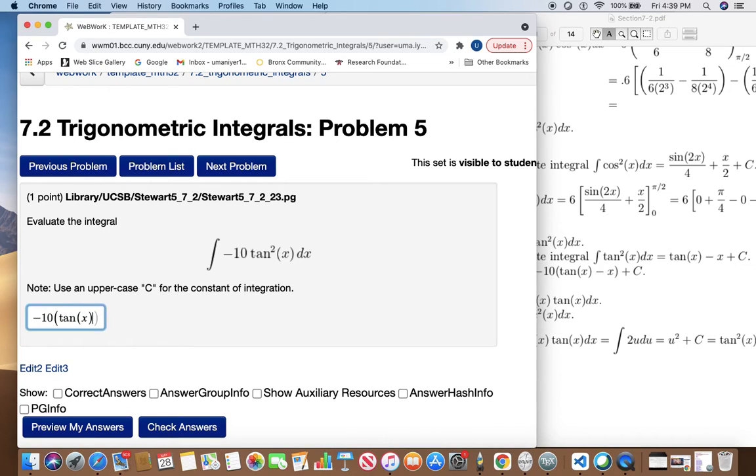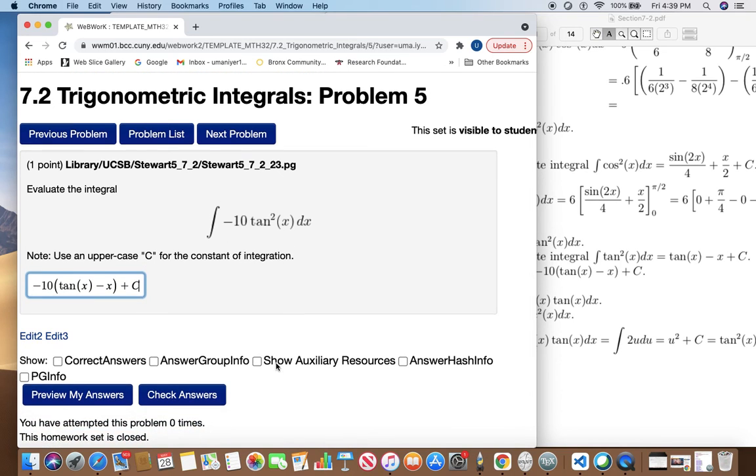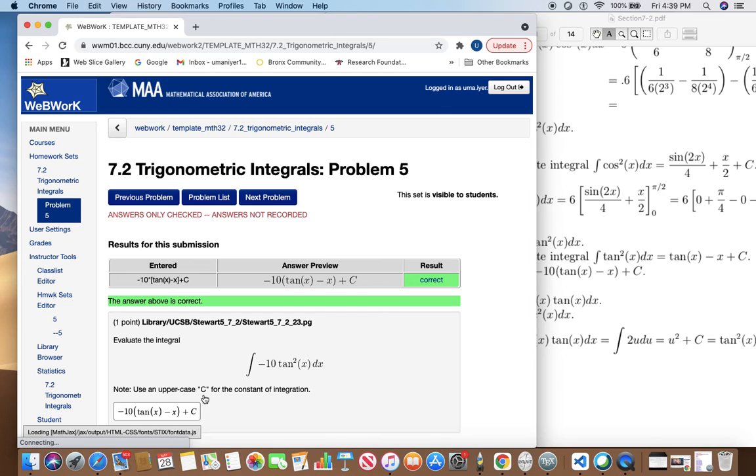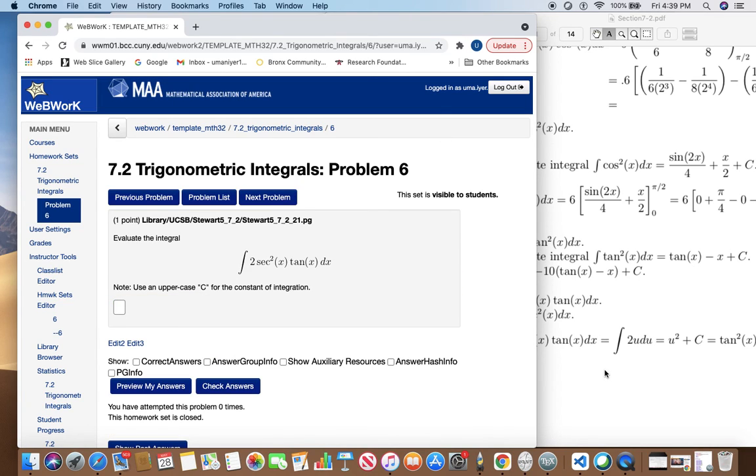So it is negative 10 times tan x minus x, and do not forget the constant of integration. Notice how we always keep the constant of integration away from any multiples, because a number times a constant is another constant, some other constant. So it's safer to just keep it aside. All right. So the next problem will continue in our next video.